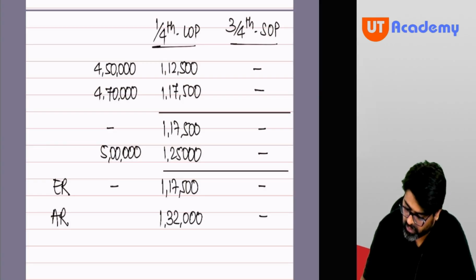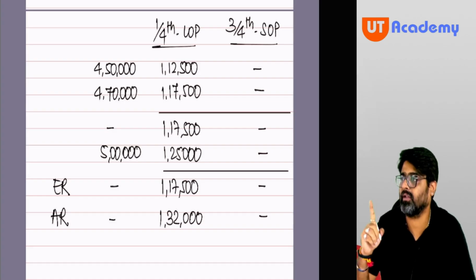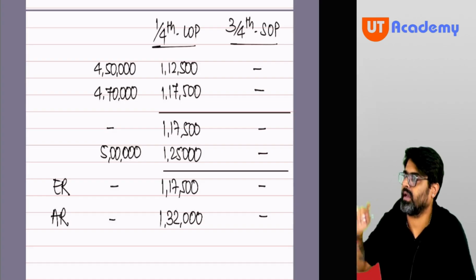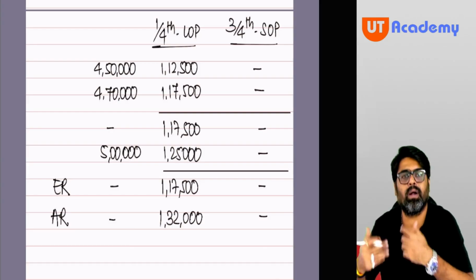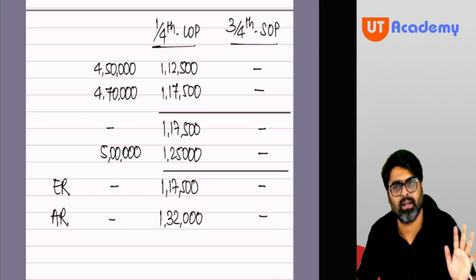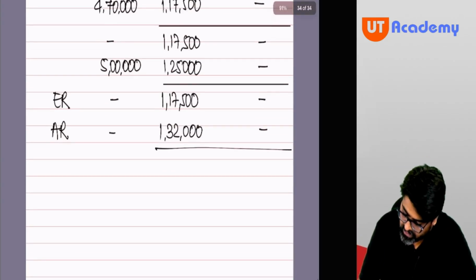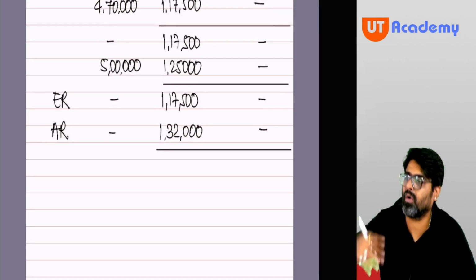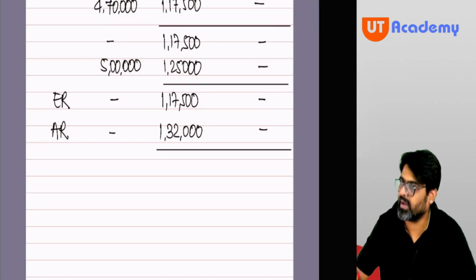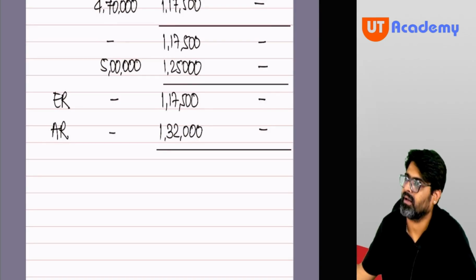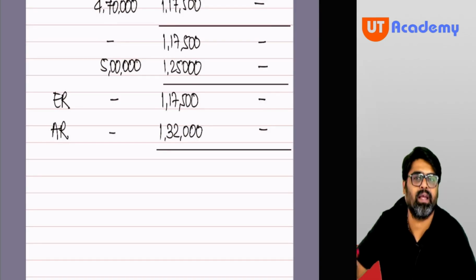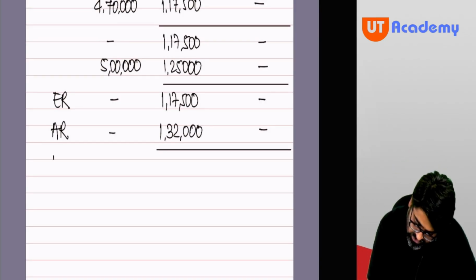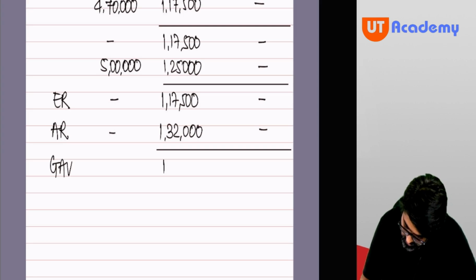See, even if there is 1 month vacancy, still the actual rent is higher than expected rent. No need to add vacancy rent, because if the vacancy rent is added, then it will be still higher only, no? Without adding vacancy rent, it is higher. So take the actual rent only as GAV. That is 1,32,000.